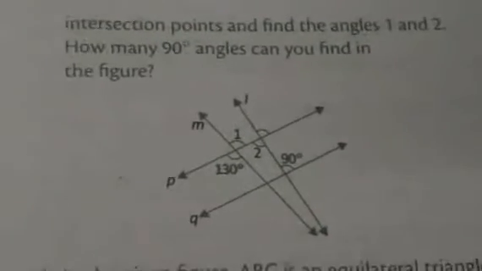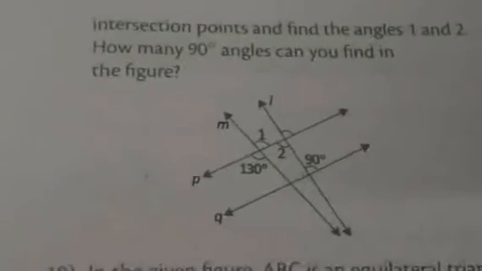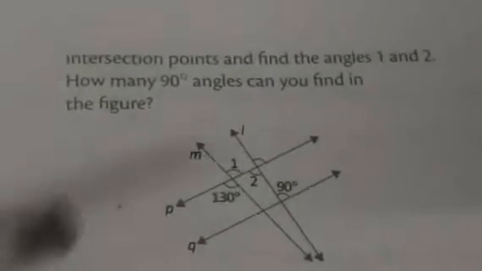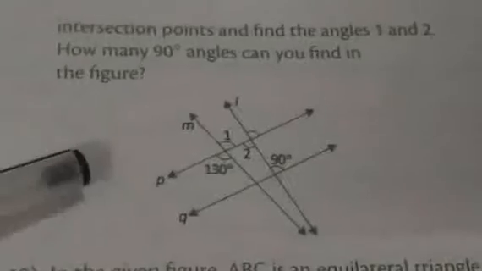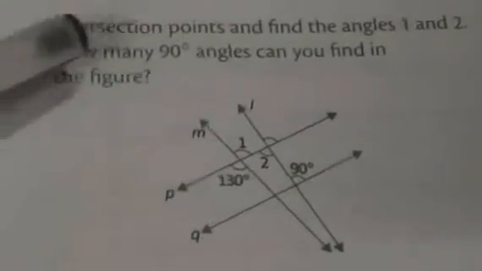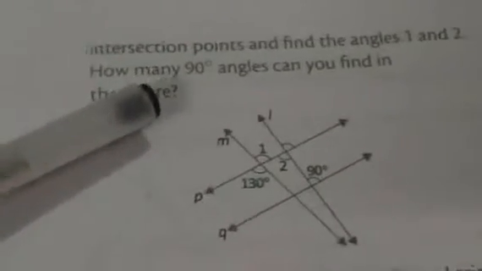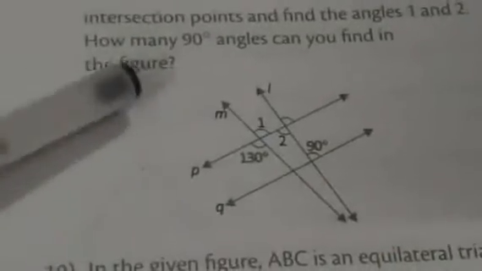Next we'll go to another problem, that is question number 9. Look at the figure. The question given in the figure: the lines L and M are transversals cutting parallel lines P and Q as given in the figure, and making angles 1 and 2. You have to find out the measurement of the angles 1 and 2, and also how many 90 degree angles you can find in this figure.